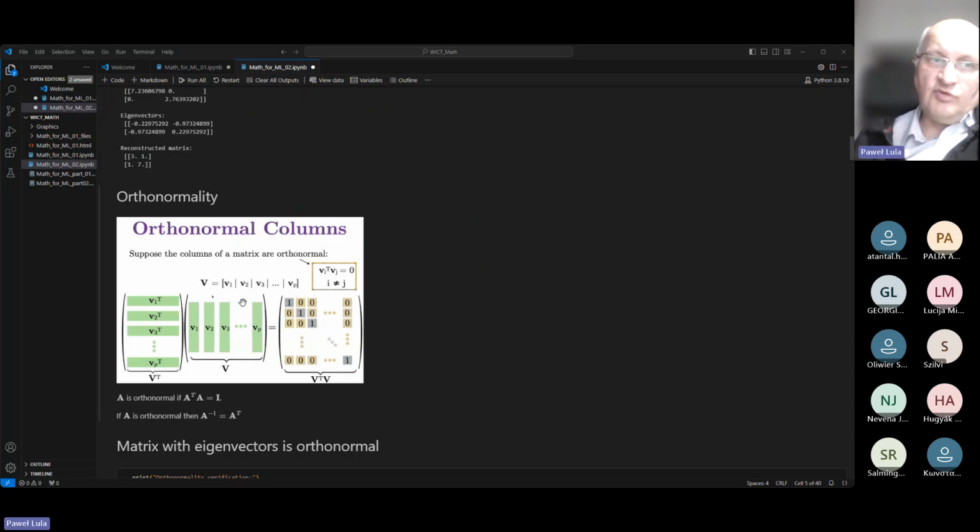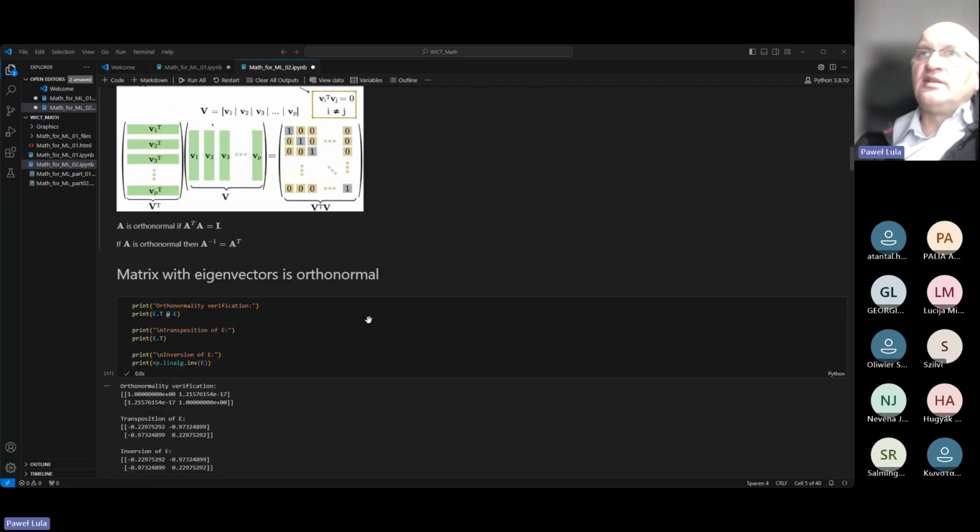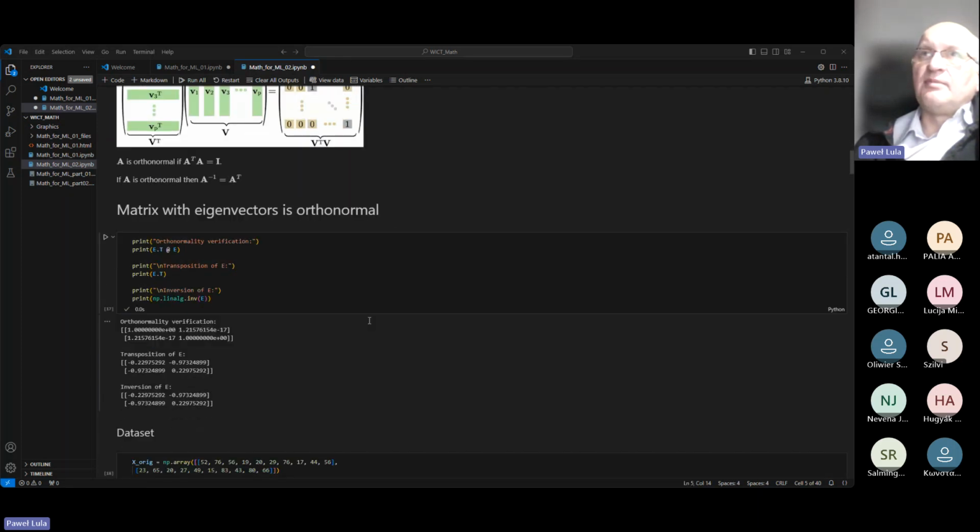So also we will use this rule in some practical applications. You remember our matrix with eigenvectors.